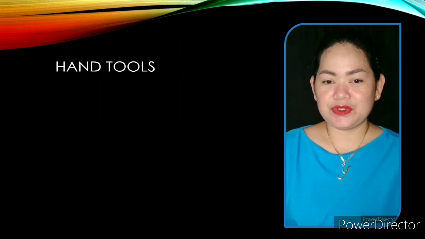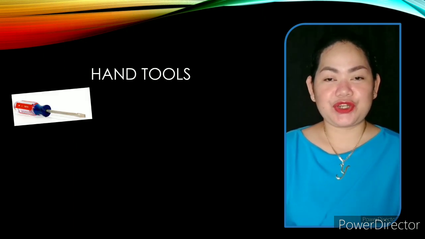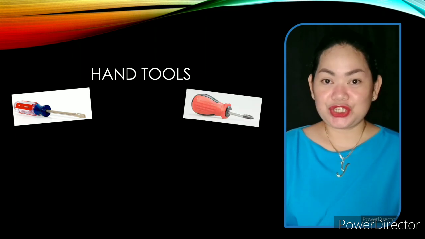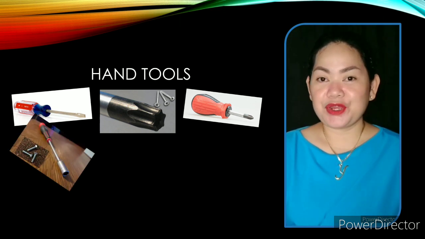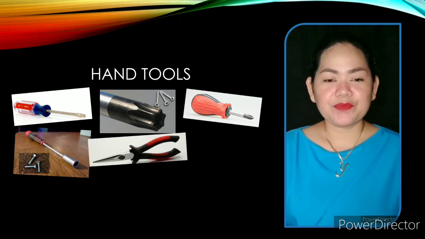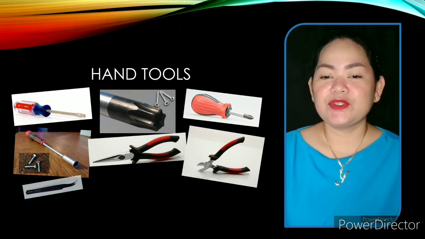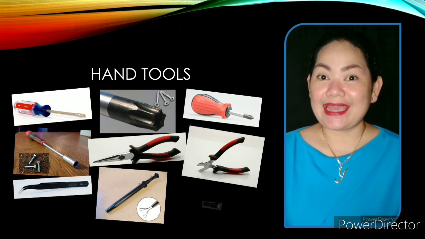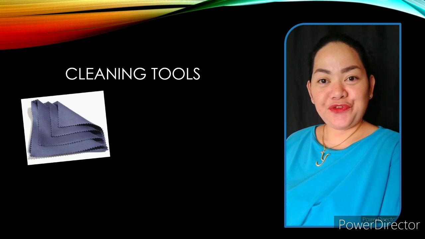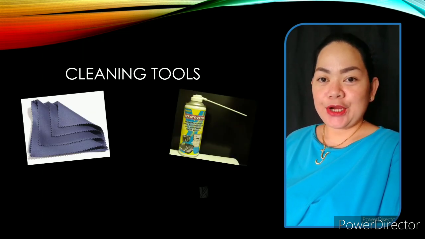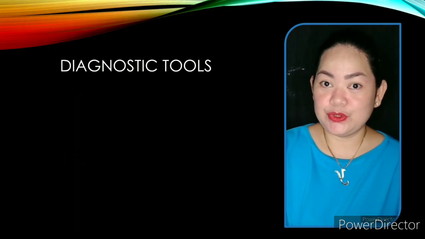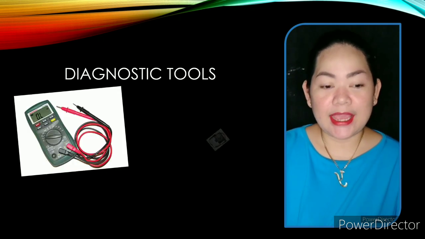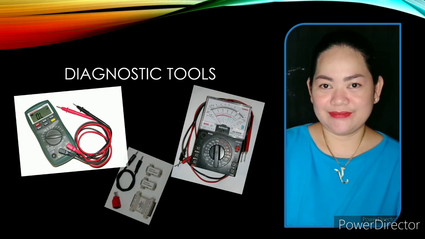For the hand tools, we have the flat head screwdriver, the Phillips head screwdriver, our Torx screwdriver, the hex driver, the needle nose plier, the wire cutter, the tweezers, the part retriever, and the flashlight. For our cleaning tools, we have our lint-free cloth, compressed air, cable ties, and parts organizer. For our diagnostic tools, we have the multimeter and the loopback adapter.